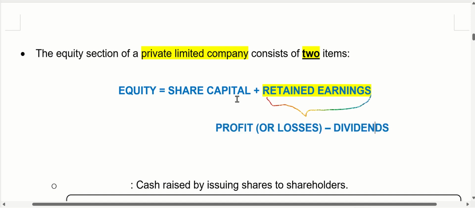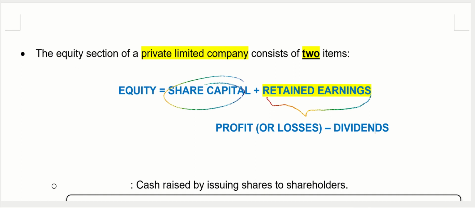Okay, now there are a few new terms here. Shareholders' equity is a new term. Retained earnings is a new term. Dividends is a new term, right? So these are some new terms. So what we are going to do is explain each of these new terms.